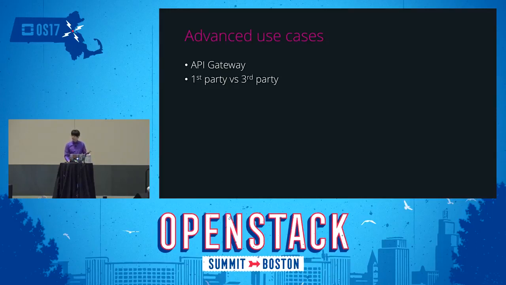GraphQL supports both first-party and third-party use cases. Facebook uses it as a first-party API solution. GitHub uses it as a third-party API solution. And we've also seen it used for service-to-service communication. It's really interesting that people are using it for that, but if it works, great.